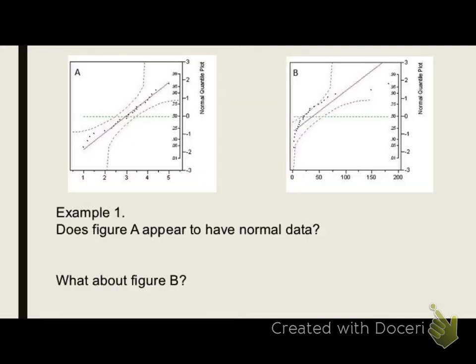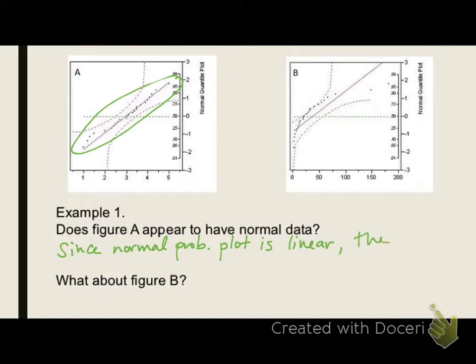So here we have figure A and figure B. Okay, let's look at figure A. So you have the picture in front of you. These points along the line form a linear pattern. So I would say that this is normal. So since the normal probability plot is linear, or is approximately linear, the data is normal. I want you to write that sentence.